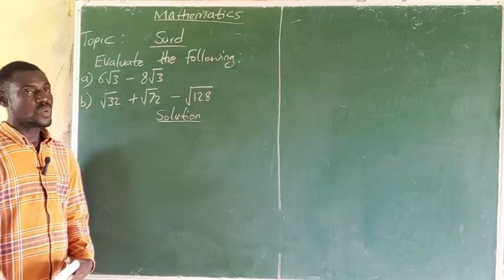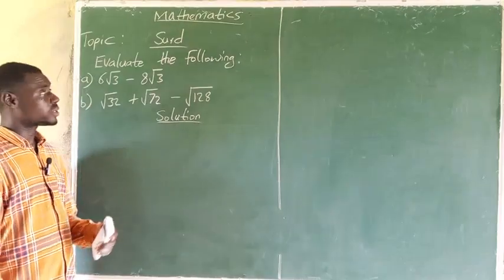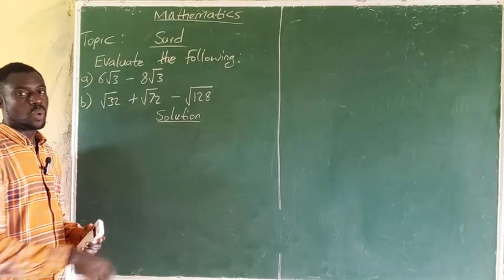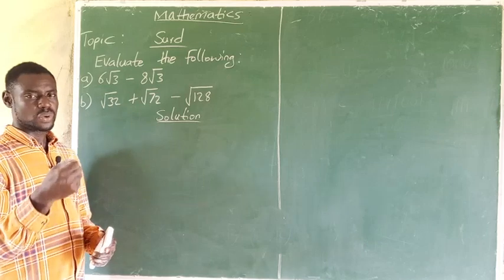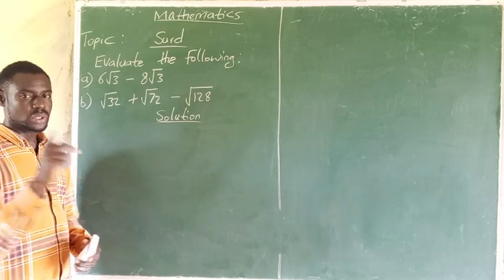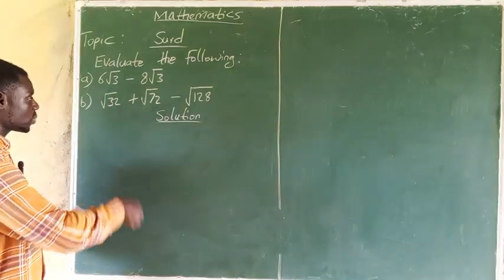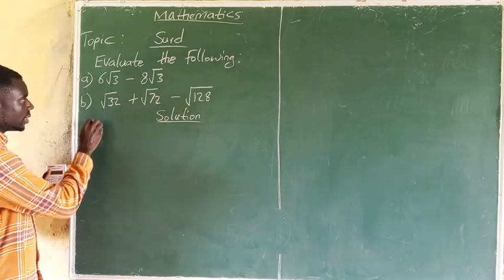All right, we are on a series called Surds. The topic is what is a Surd. Now, I want to evaluate the following. In my previous video, I talked about the rules of Surds, so I want to use the rules of Surds to solve this problem. Let's go to the A part of it.